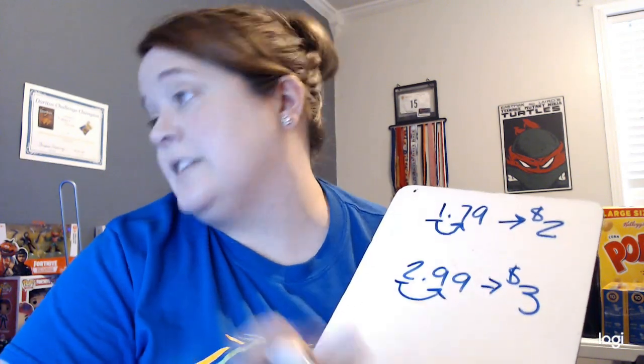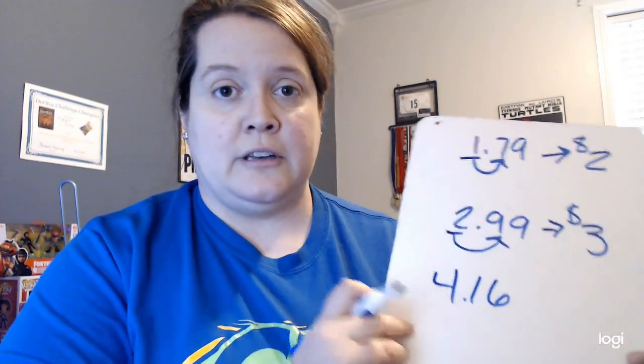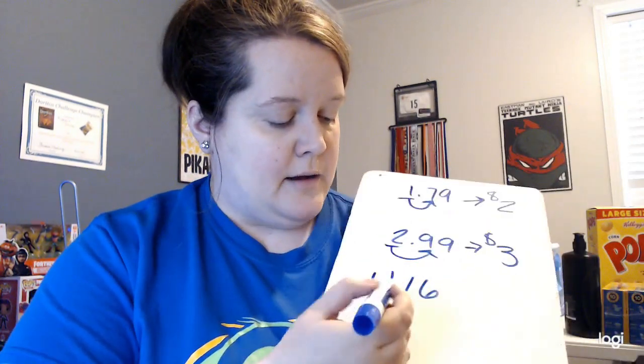So that's going to round to $3. Now let's find one that's a little different. Let's use the Lysol wipes. It was $4.16. Rounding to the nearest dollar.